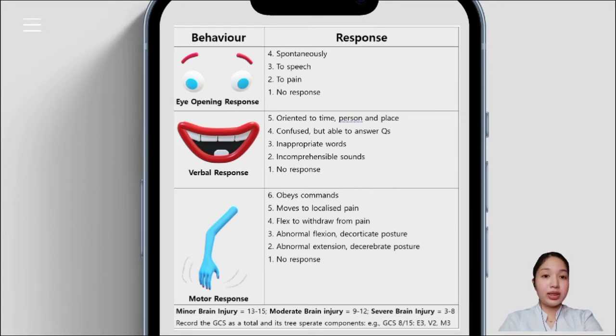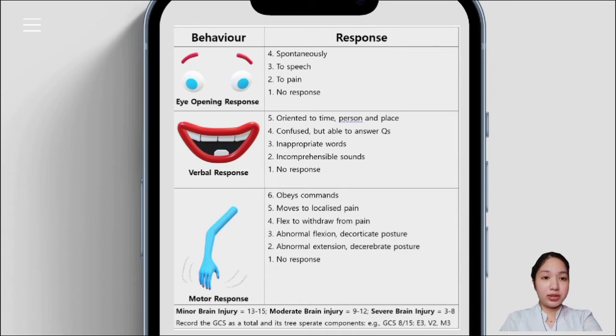Score number 3 is classified as to speech. The eyes were open to speech. Score number 2 is classified as to pain. The eyes were open in response to pain only, for example, trapezium squeeze, with caution when applying a painful stimulus. Score number 1 is classified as no response. Both eyes were not open to verbal or painful stimuli.